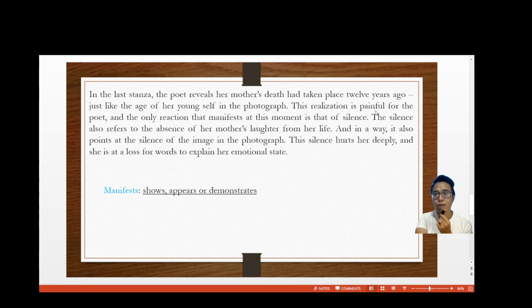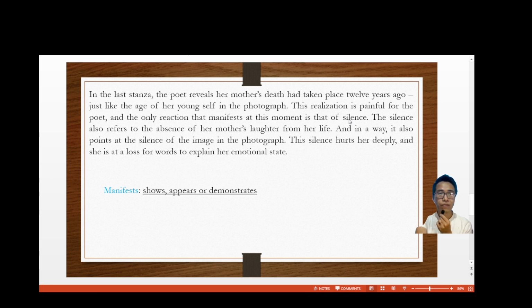This realization is painful for the poet, and the only reaction that manifests, means shows, at this moment is that of silence, because she is not able to get excited because of the loss of everything that she had to bear, she had to go through. Then she is so silent that she's just recalling and remembering the past only. It's very painful for her.